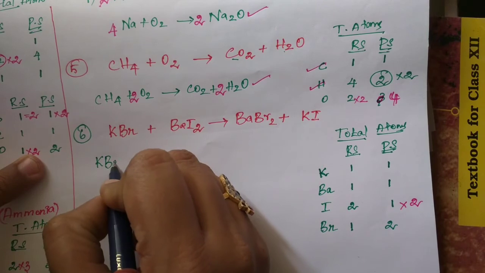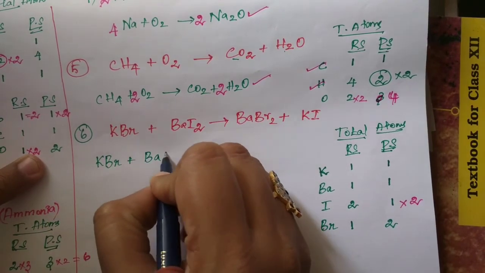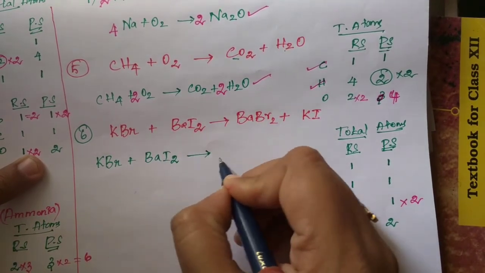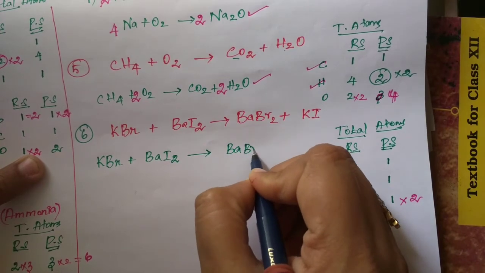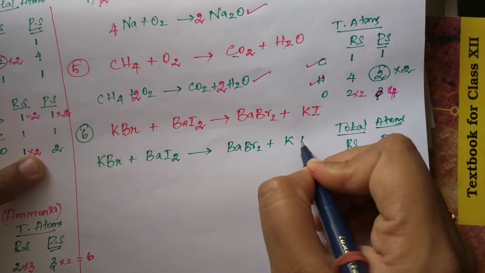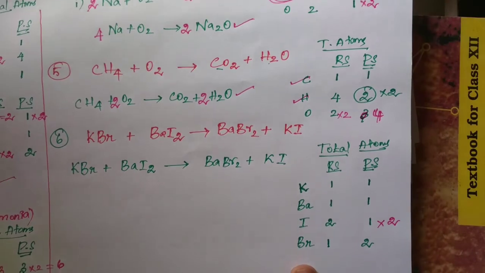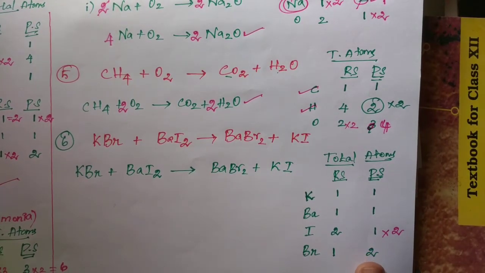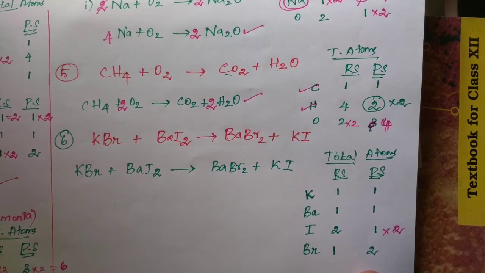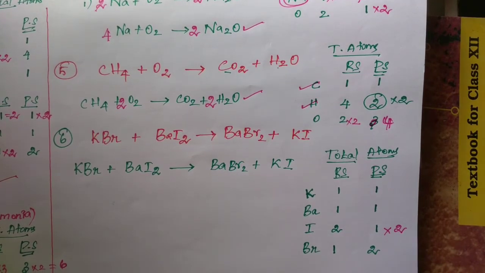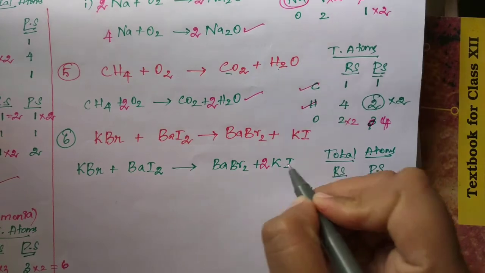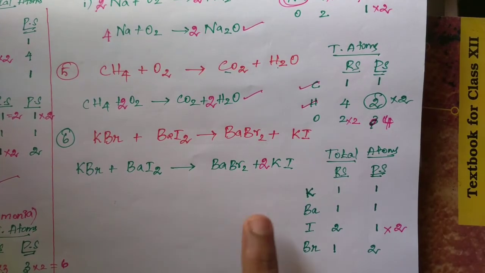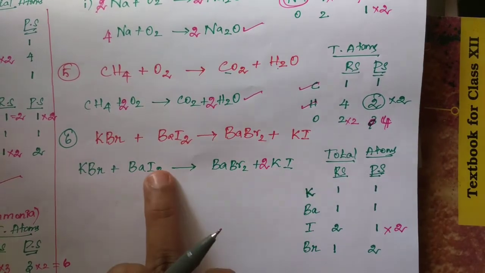KBr plus BaI2 gives BaBr2 plus KI. So now what is the second trick, students? Iodine is not balanced. So we balance the number of iodine atoms by 2 in product side. Now I am multiplying by 2 here, right? Now 2 iodine atoms, here also 2 iodine.